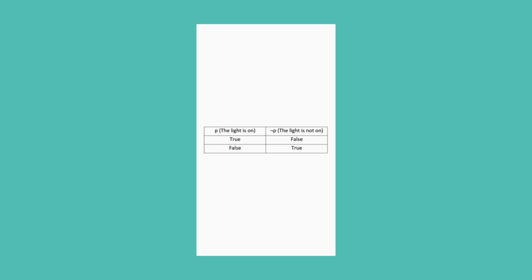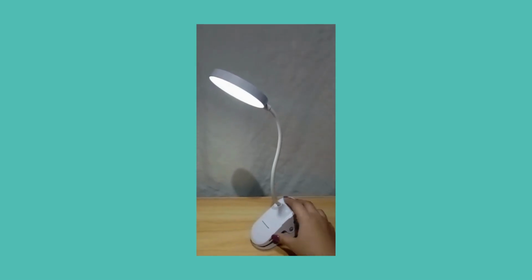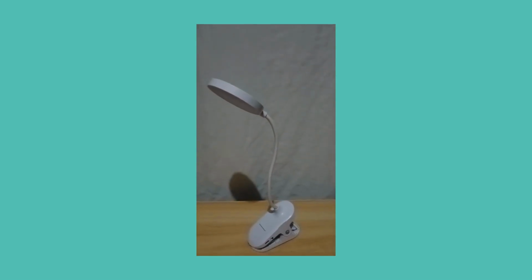Here's how it works in a truth table. If the light is on, the statement "the light is on" is true, and its negation "the light is not on" is false. If the light is off, the statement "the light is on" is false, and the negation is true. In math symbols, if we let P represent "the light is on," then NOT P, written as negation P, means the light is not on. So every time you switch a light on or off, you're actually demonstrating logical negation in real life.